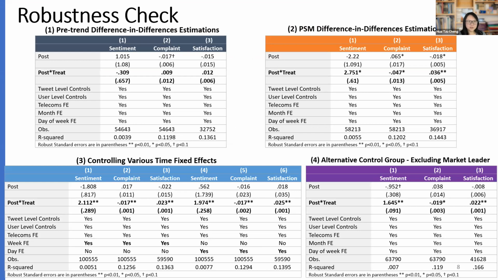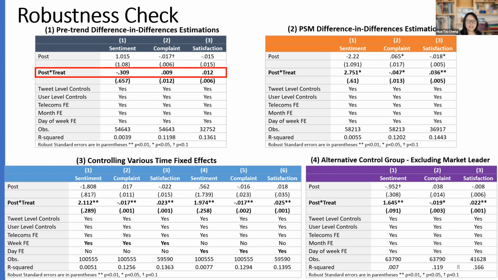And also, we conduct several robustness checks. The first one is the pre-trend DID estimation. The key assumption of difference-in-differences is that the trend should be the same in both the control and treatment groups in the absence of the treatment. So we test the parallel assumption during the pre-treatment stage to ensure the treatment and control groups are comparable. You can see the results show that the coefficients of the interaction term are statistically insignificant, which indicates the tweet sentiment, complaint, and satisfaction in the treatment and control groups have similar trends in the pre-treatment period.